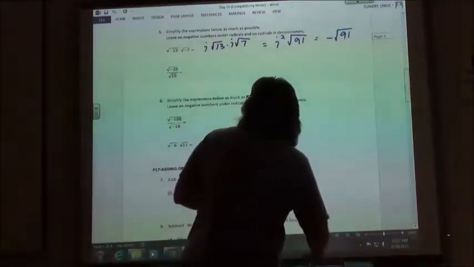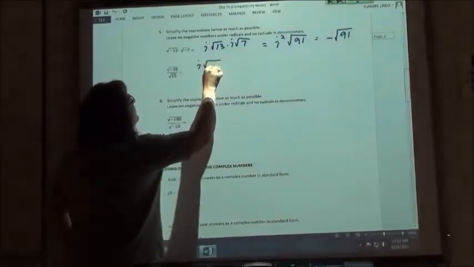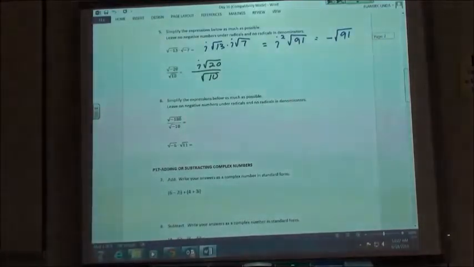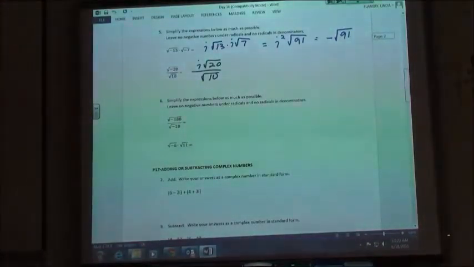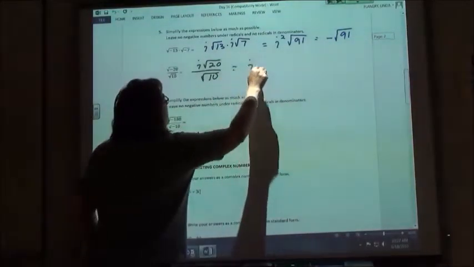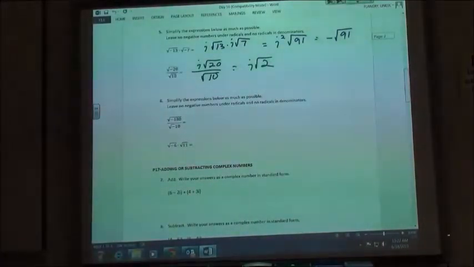The second one there, first starting out, taking out my i's, so I would have i square root of 20 over the square root of 10. And so if I simplify that, I'm going to get i square root of 2, right? It's 20 divided by 10.